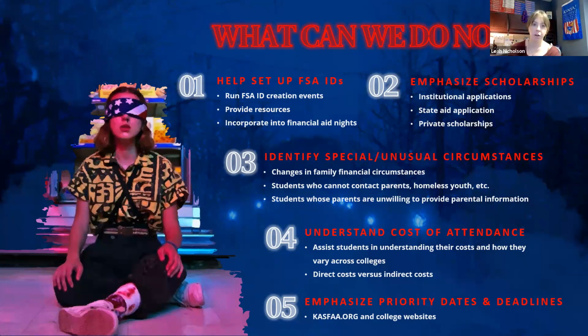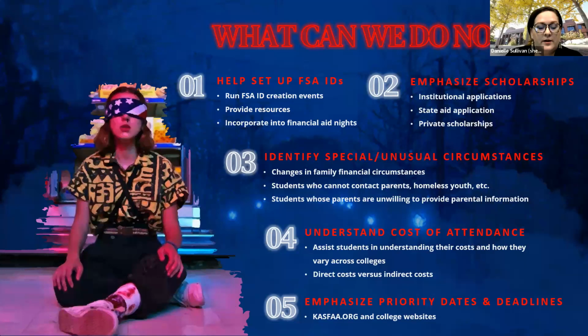So number 3, we would encourage you all to start identifying students and families who have special or unusual circumstances right now. So if you know that you have a student or a family that has a change in a family's financial circumstances, or a student who can't contact their parents, or who is at risk of being homeless, or students whose parents are unwilling to provide that information on the FAFSA, we would encourage you to start identifying who those students are now, so that when they are going to fill out that form, they're aware that there are some new questions on there that they're going to need to answer, and some processes that they're going to want to go through with the financial aid office at the college they're looking at.